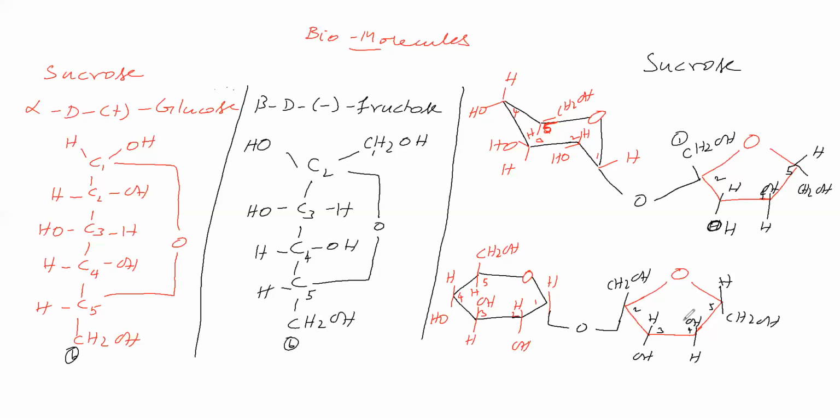Okay. We will give sucrose in another form also. Sir, how to give sucrose in another form? We will take like this. This alpha D plus glucose we will take. In alpha D plus glucose, this C1 carbon OH group, and in beta D minus fructose, this C2 carbon OH group we will take. Both we will take it for glycosidic linkage. So we will remove water molecule from them.